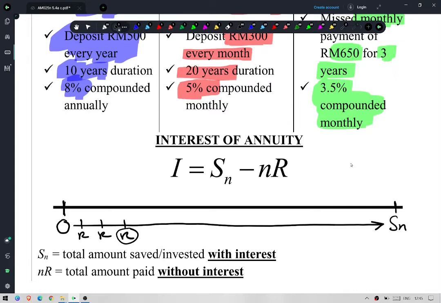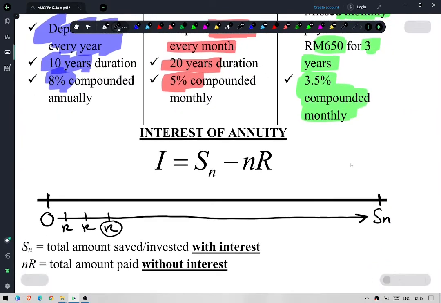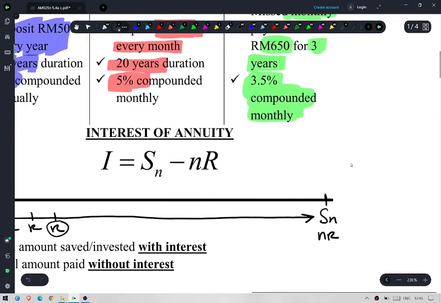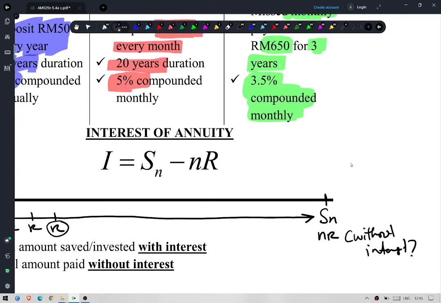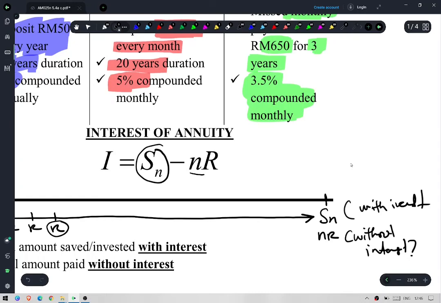Because we have just started saving. So at the end of the period, the amount that you have paid is NR. But this NR is without interest. Where does the interest come from? The interest comes in the amount SN, which is with interest. That is why we have to subtract SN minus NR to get the interest that we have accumulated over the term, whether it is one year or 5 years and so on.